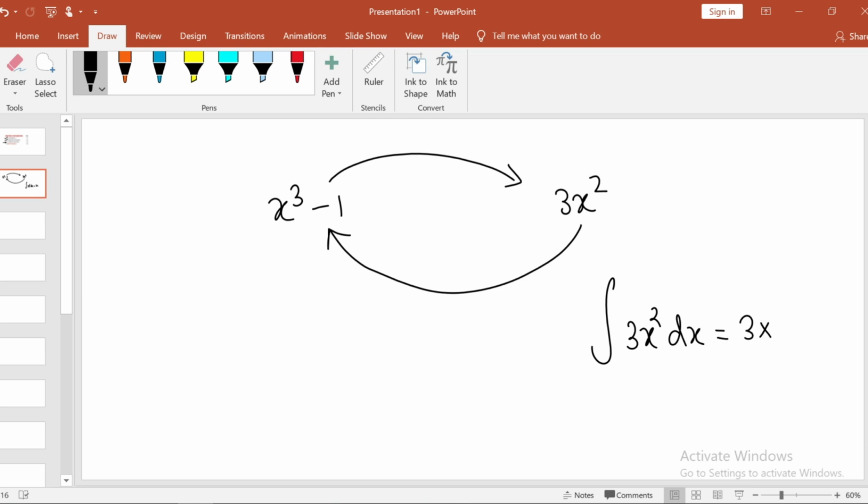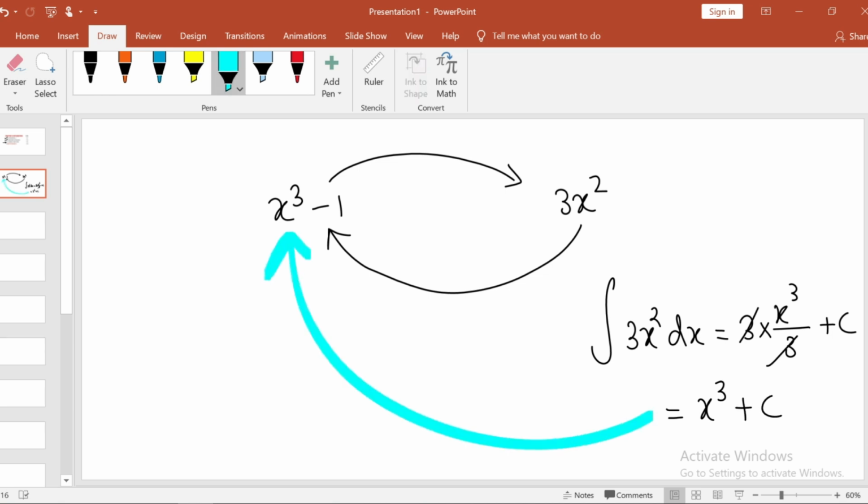What's the integration formula for x square? X power 2 plus 1 over 2 plus 1 plus c, right? Yes. So you see you get x cubed plus c. Does it look like this?